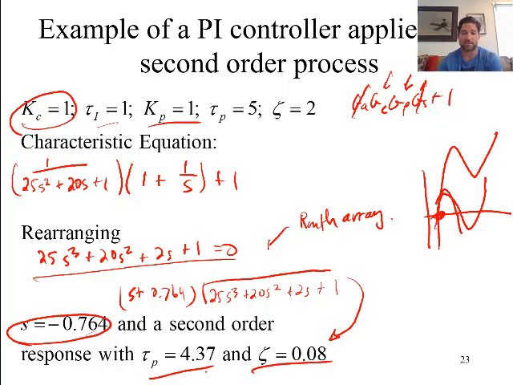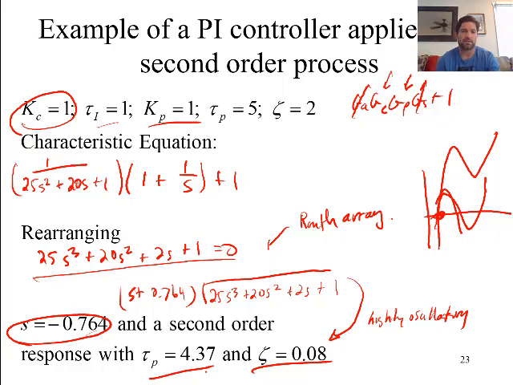What you see here is that, again, it's going to be stable because these are both positive. This would have to be negative for it to be unstable, but this is going to be highly oscillatory because this zeta value is so close to 0. So again, we can use this to determine the process response.